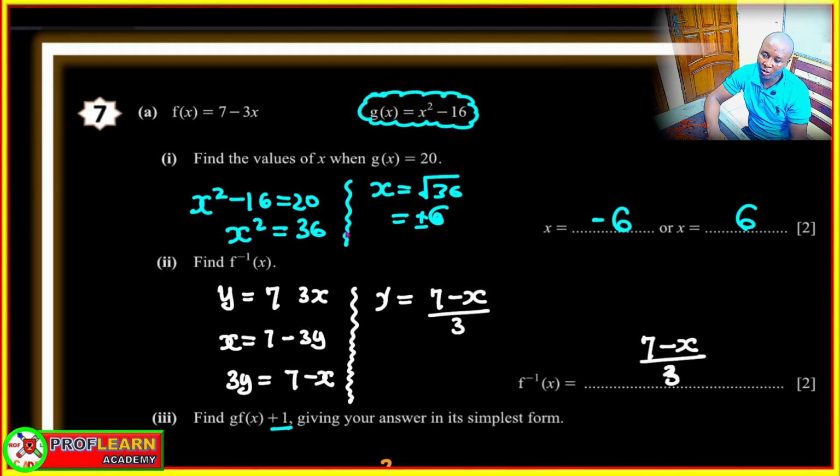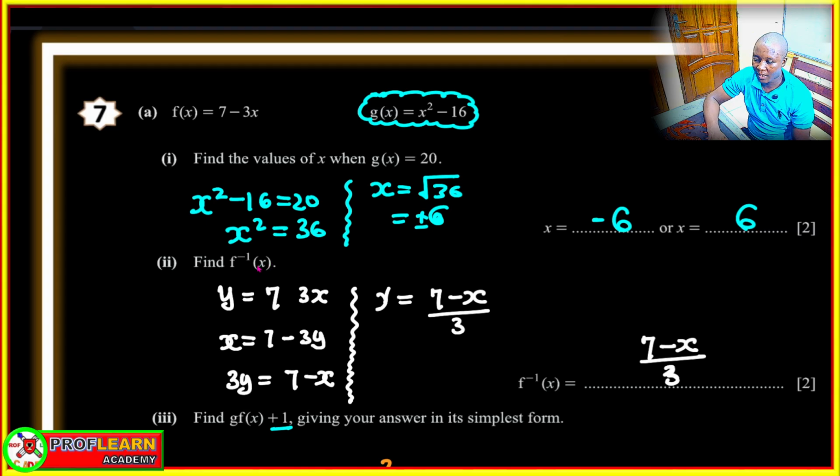A common question to be asked will also be a question to do with functions. For instance, here you are told find the value of x when g of x is equal to 20. So we take g of x equated to 20. We take 16 to the other side. We shall have 36. Square root will be -6 or +6.